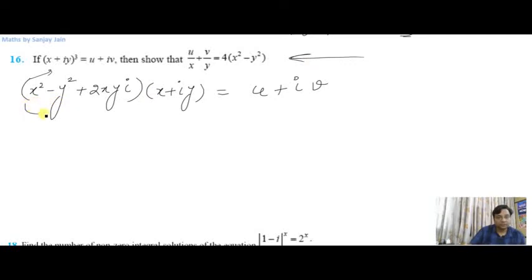So let us first of all bring this into some desired form, because u is the real part of this complex number, v is the imaginary part. So I am trying to find the real part of this complex number and imaginary part of this complex number. Then I'll equate them, okay, and see what will happen.